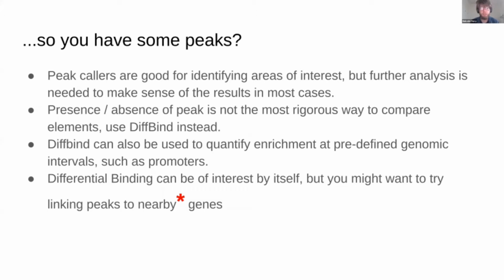I've noted here that peak callers are good for finding regions of interest, but they're not the most rigorous way to analyze something. So if you've generated a set of peaks and you're worried about whether they differ between cell types, or whether an enhancer is off in one cell type and on in another, using something like Diffbind is a really good way to make sure it isn't an artifact of the peak caller. It's not some strange thing that's happened; it's something robust.